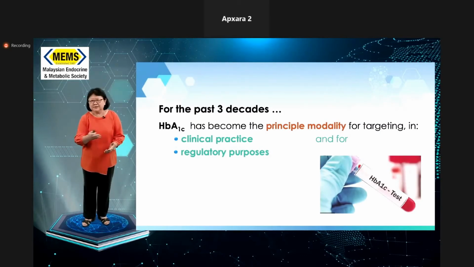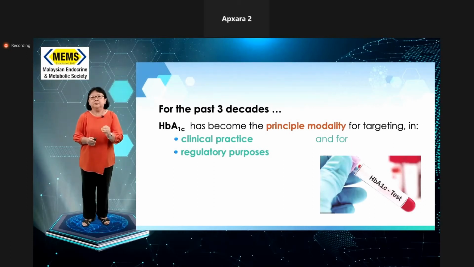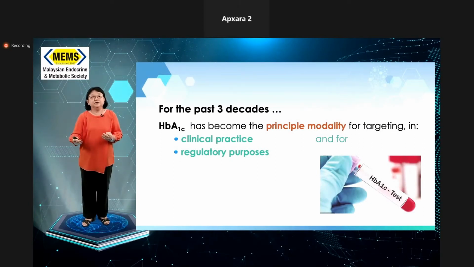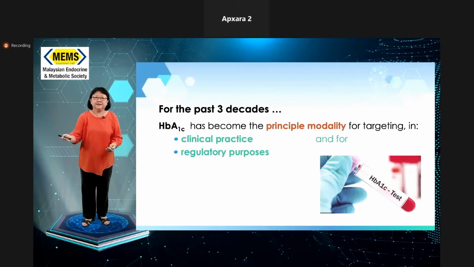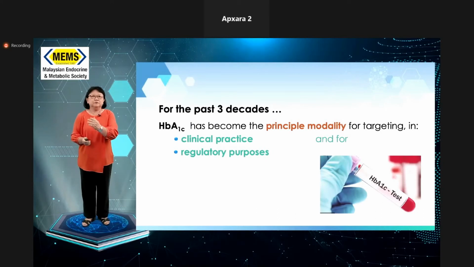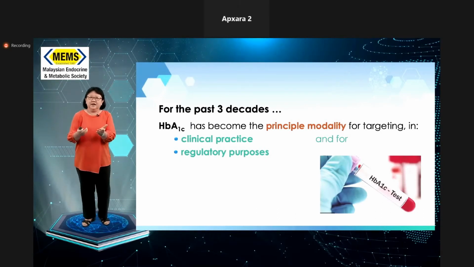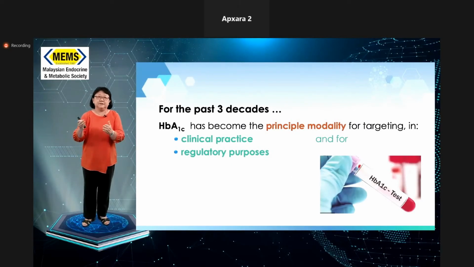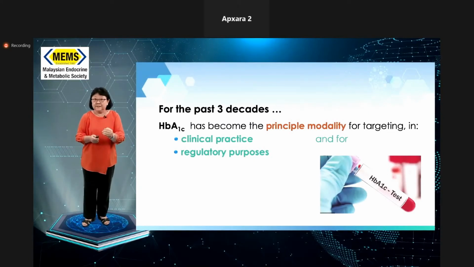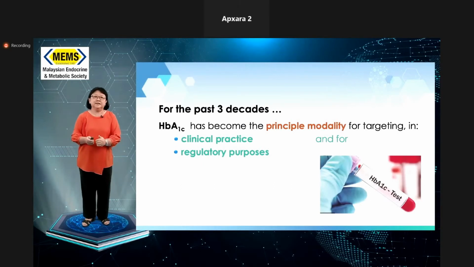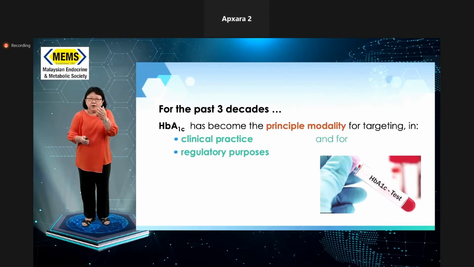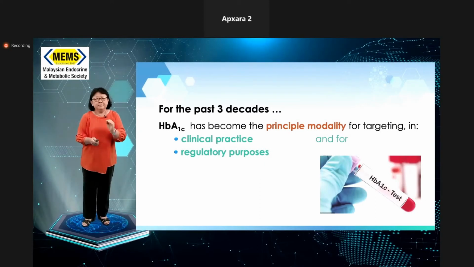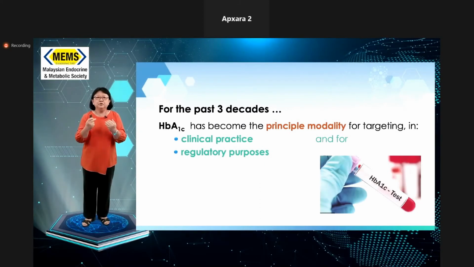So moving along, A1C has been for more than 30 years the principal modality by which clinicians like you and I target patients we are managing in clinical practice, to decide how to initiate therapies, when to initiate, and how aggressive to be. On top of that, this is the parameter used by regulatory bodies to decide whether a molecule is effective at achieving glycemic control. So remember, it is the principal modality by which you and I practice.